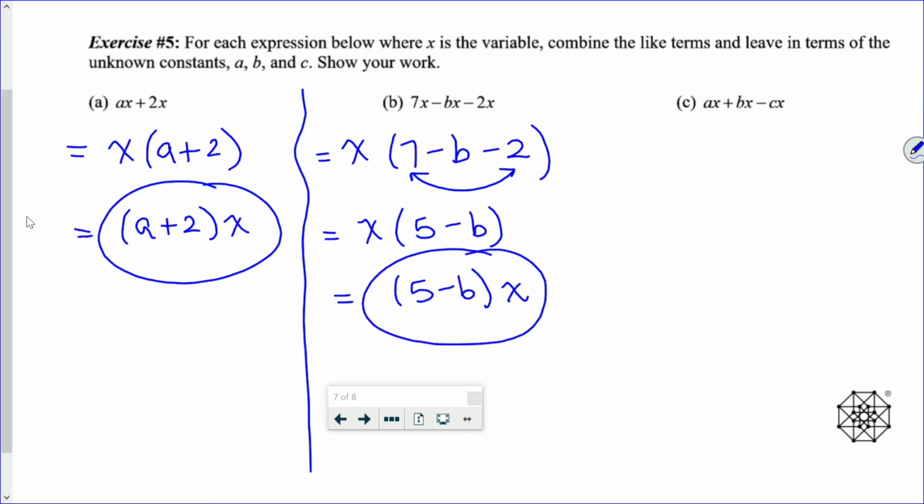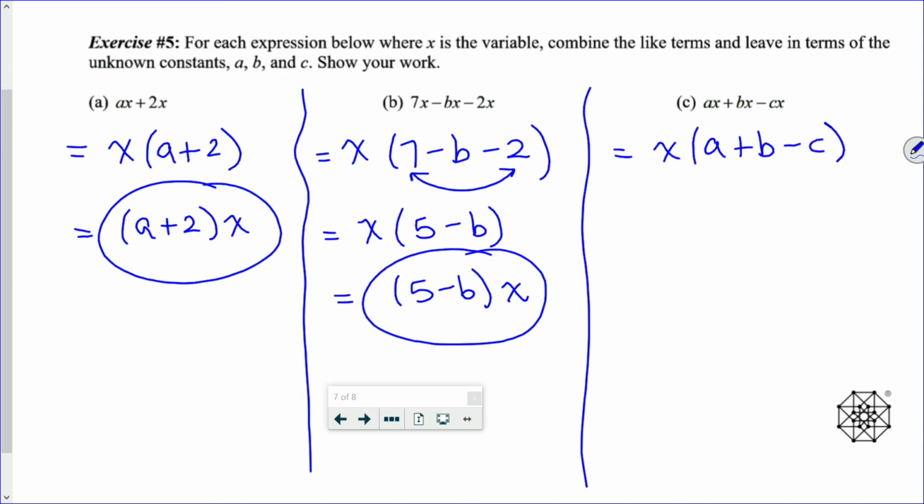In letter C, all I have is unknown coefficients. But again, that almost makes it easier. I can factor an x out, and I have a plus b minus c, and that's almost my final answer. Right? I have a plus b minus c times x.